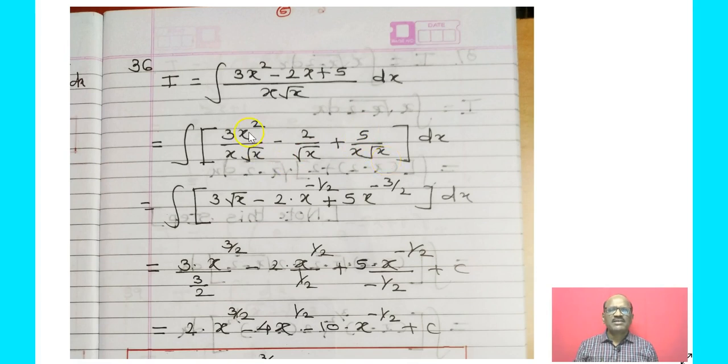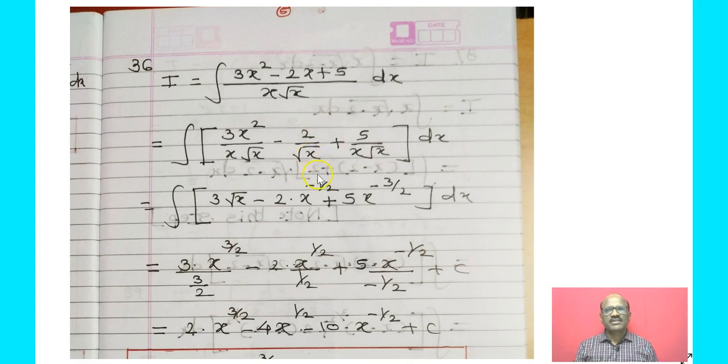Now what's happening here? Here the power is 2, and here x root x means the power is 3 by 2. Now here there is a division, that is 2 minus 3 by 2. That is 2 minus 3 by 2, which means x raised to 1 upon 2, which means root x. The power of root x is 1 upon 2.